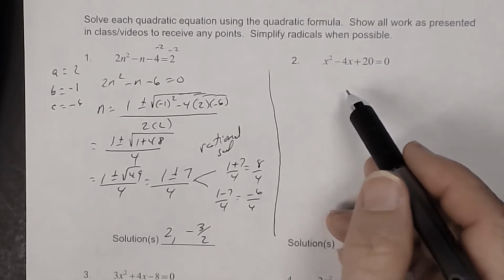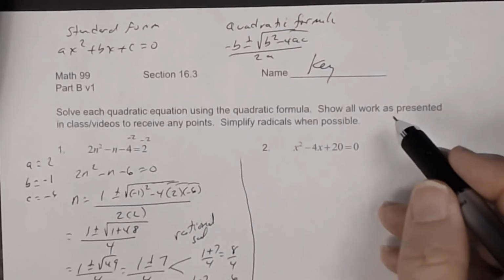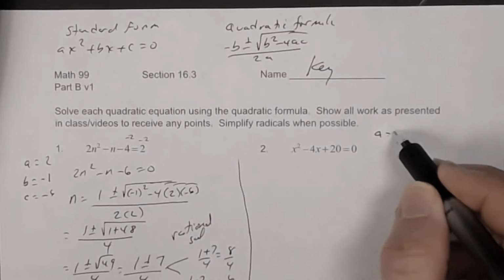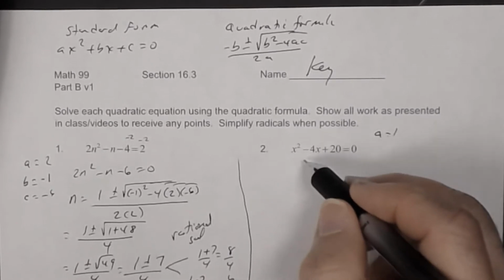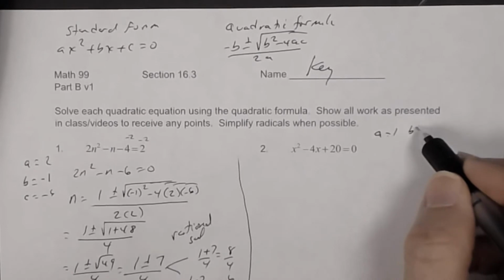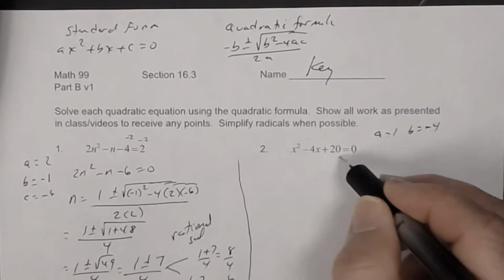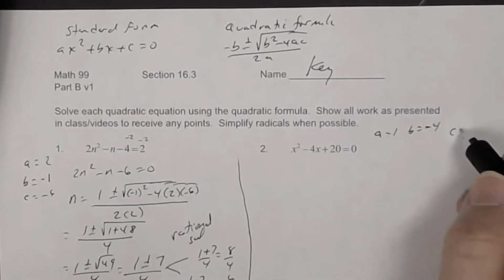Number 2 is already in standard form, so let's talk about what a, b, and c are. So a is 1, the coefficient of x squared, that's a 1. B is the coefficient of x, that's a negative 4. Okay, negative 4. And c is your constant, which is 20.